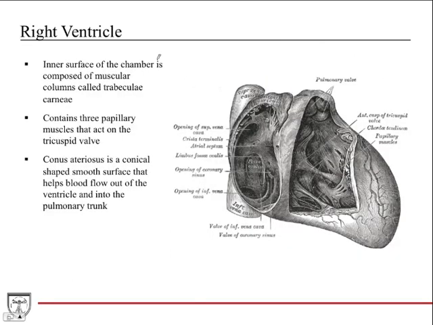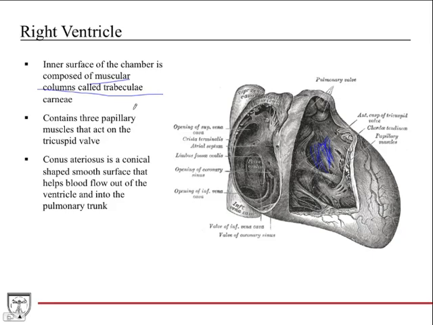Then what you'll notice, again, in the cadaver lab, if you cut this open, is the inner surface of the chamber is composed of these muscular columns called trabeculae carneae. You can see these here. You'll know it when you see it, when you cut it open in the lab. It's these nice columns of muscle in the heart.